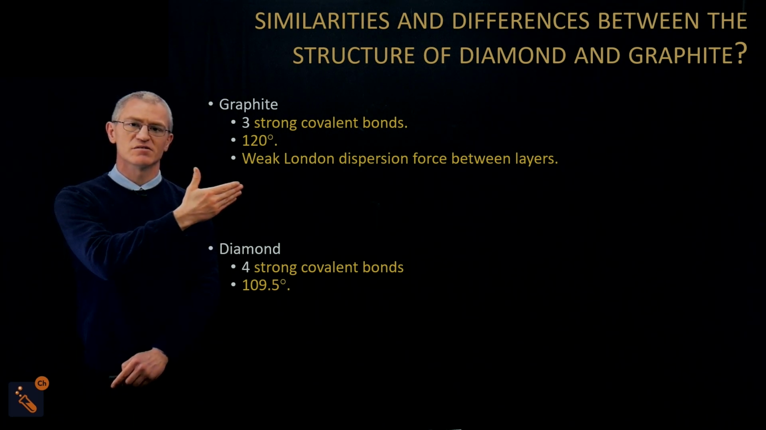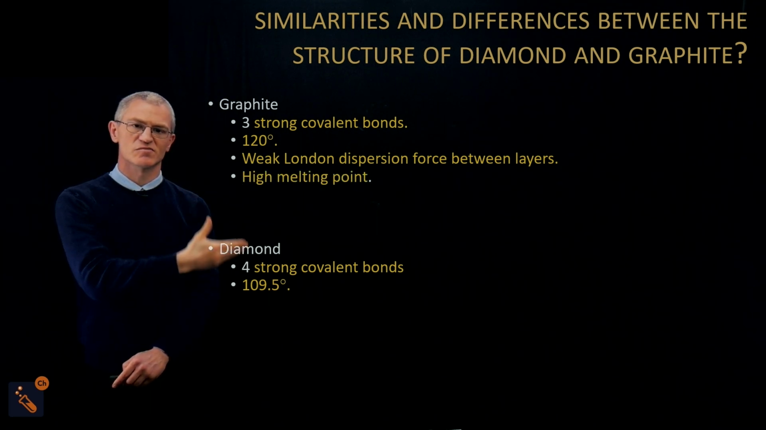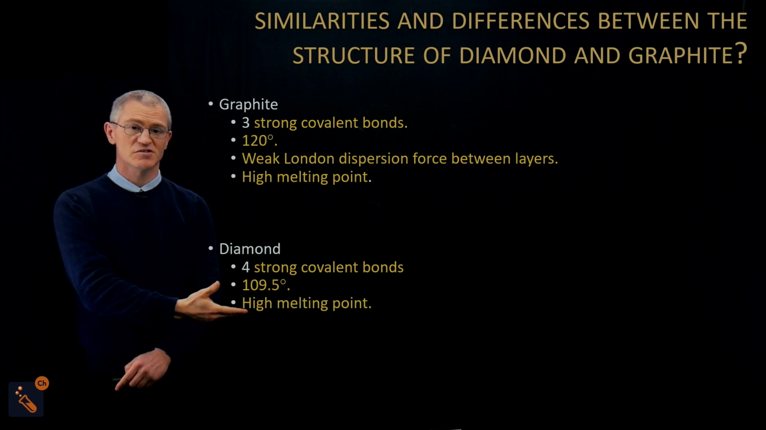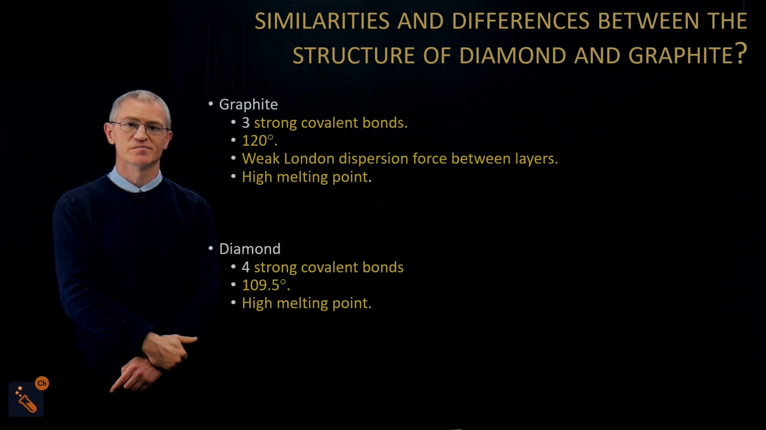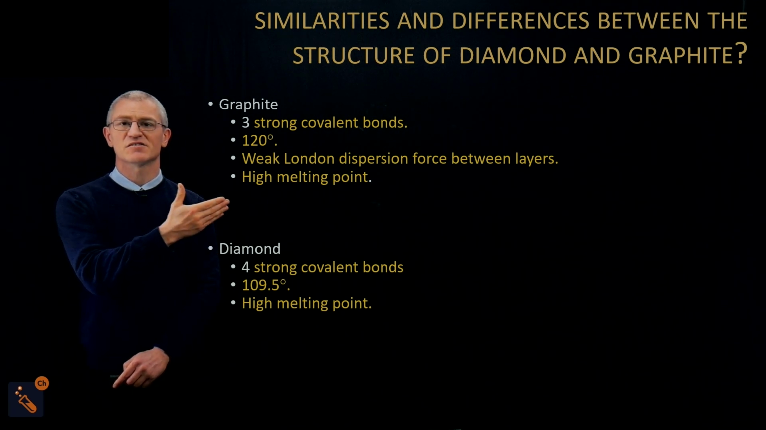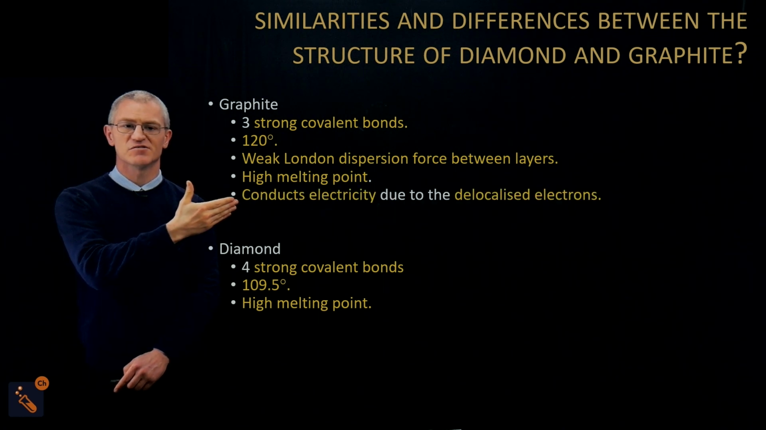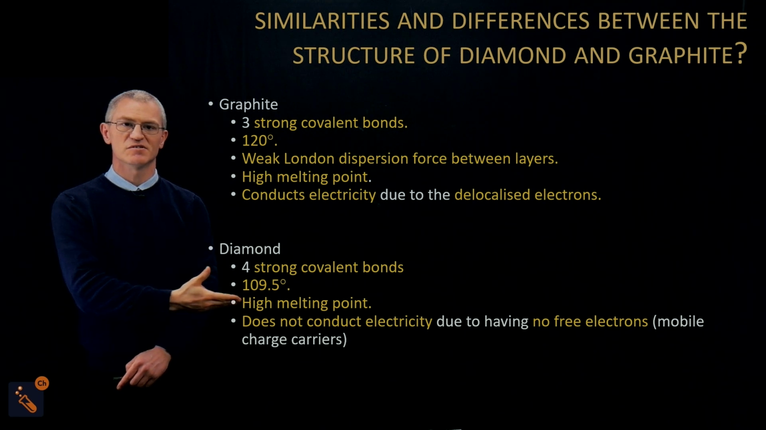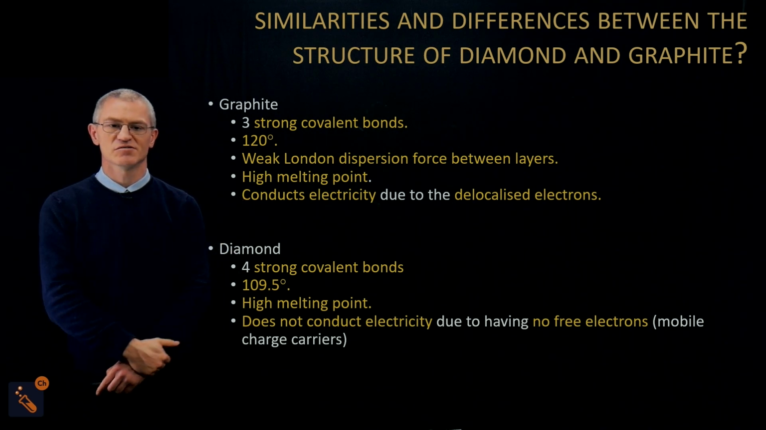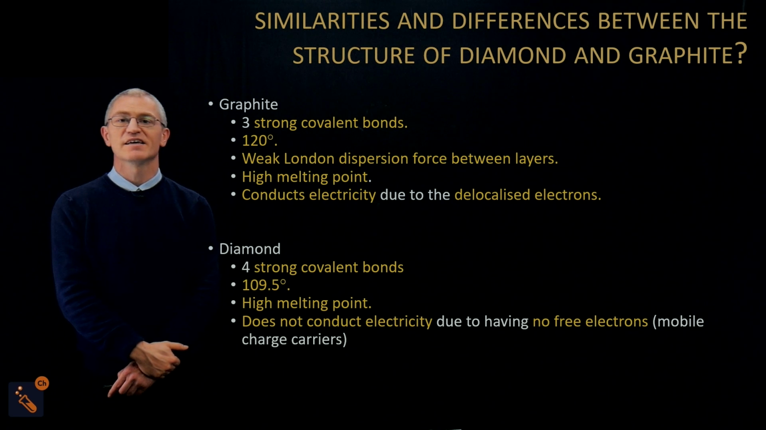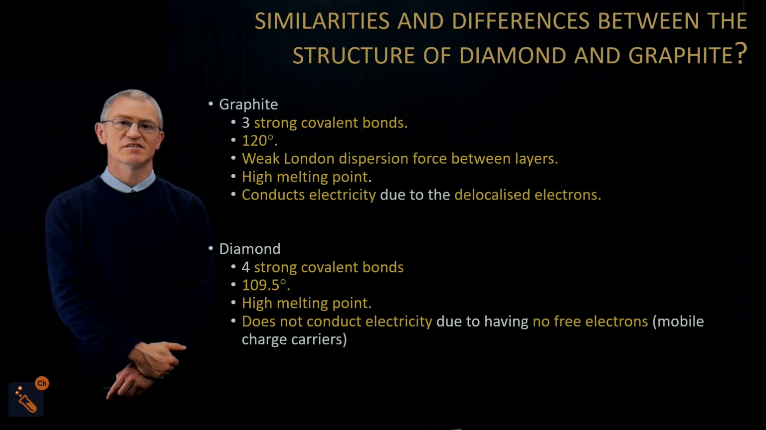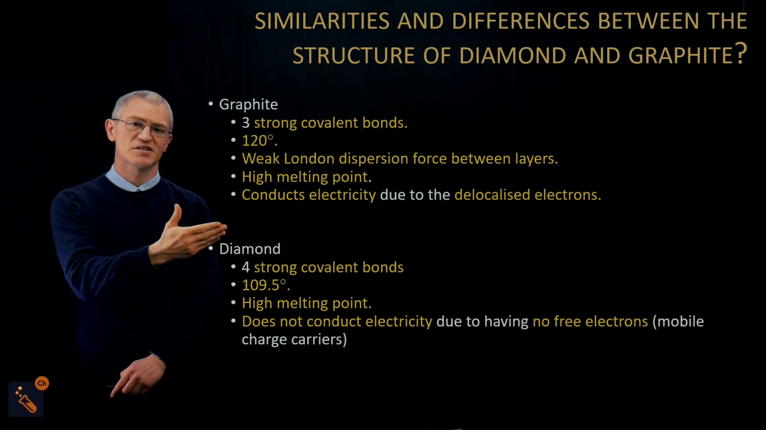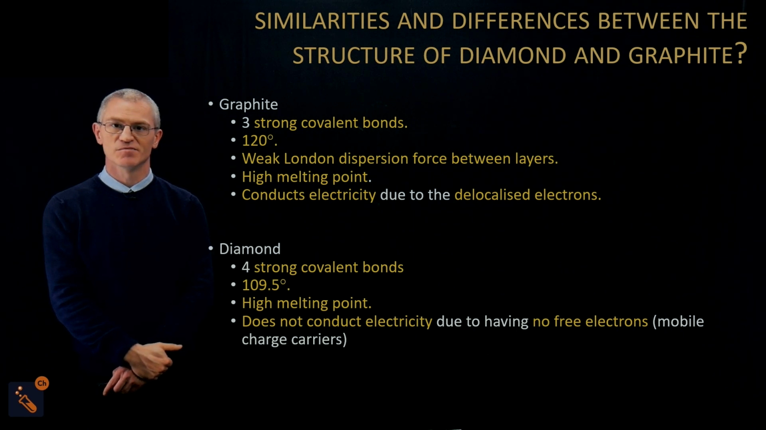Graphite has a high melting point, and so does diamond. So both graphite and diamond have a high melting point. And lastly, let's look at the conductance of electricity. Graphite conducts electricity. Diamond does not conduct electricity, as it has no free electrons, no delocalized electrons. And that is a summary of giant covalent lattices, and specifically graphite and diamond.